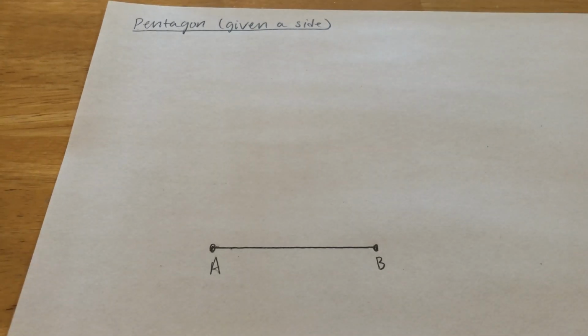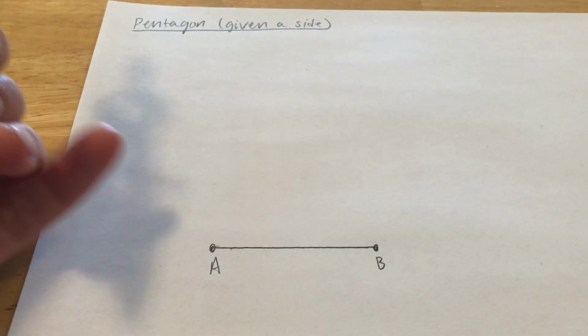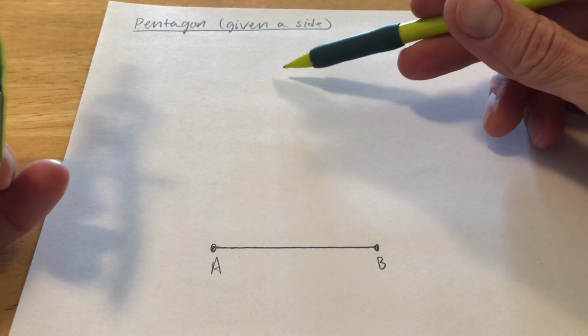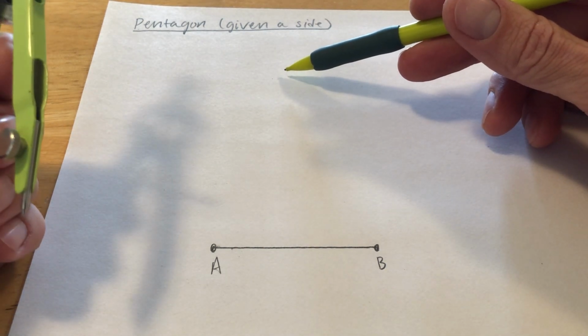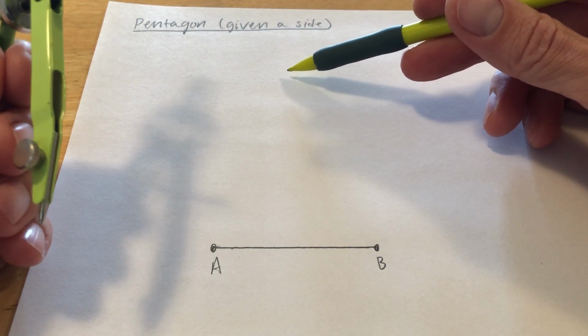Okay class, welcome to the video that shows a construction of a pentagon given a side. And so we start out with our side AB. Then the first thing that we're going to do is construct the point up here that is the top vertex of the pentagon. Okay, and that takes a few steps.